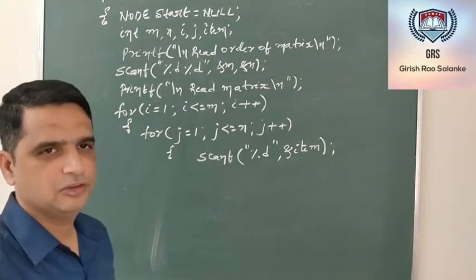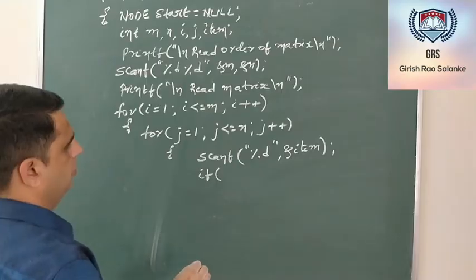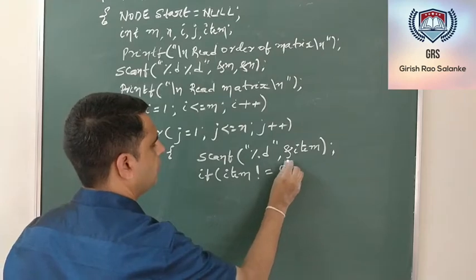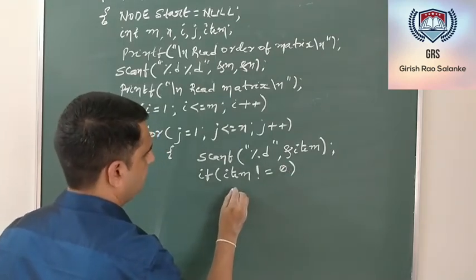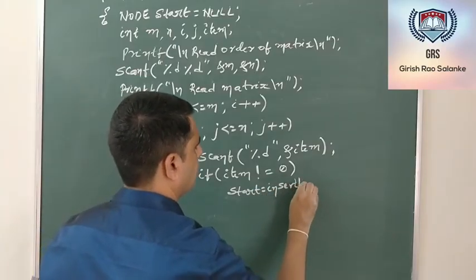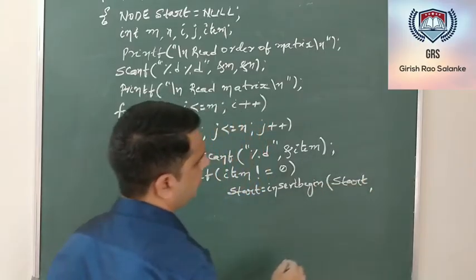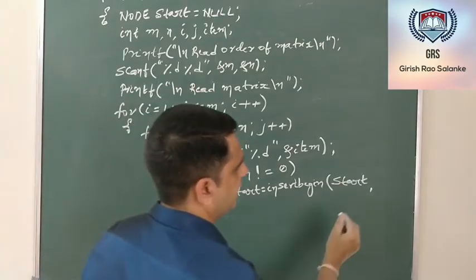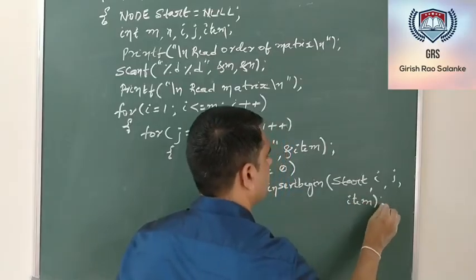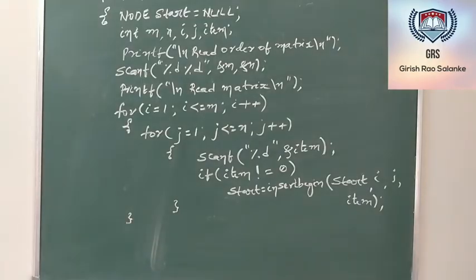Every time I will read either zeros or non-zeros. If it is non-zero, then only I need to put it onto list. If item not equal to 0, put it onto list. Start is equal to insert begin of start comma. If you have noticed, insert begin function second argument was row, that was I, j, comma, item. Close this for loop, close this for loop.